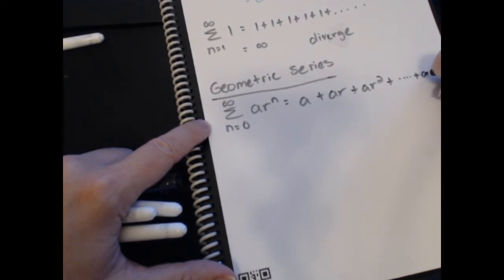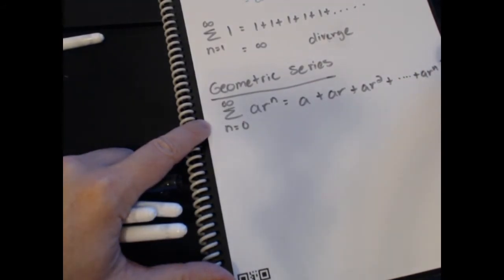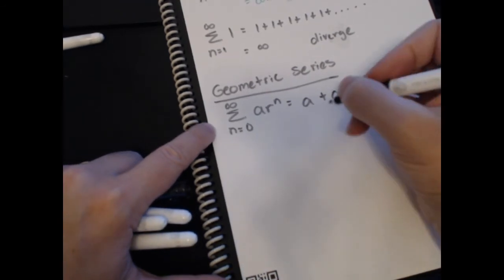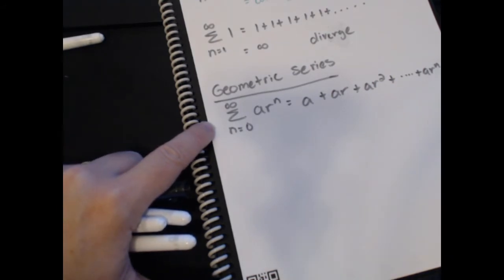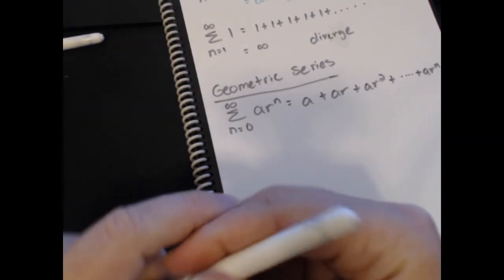Plus, then you have a to the r to the n, and then it goes on from there. Dot, dot, dot. Okay, and they give you a rule here, and this rule is important.